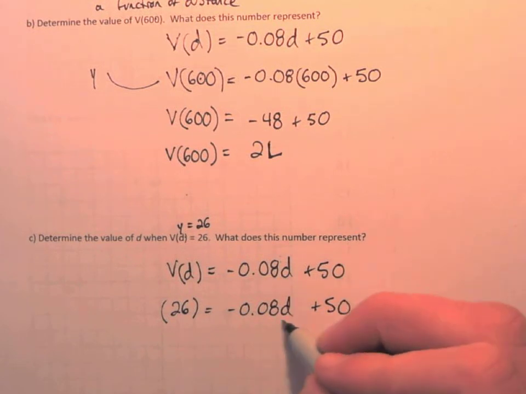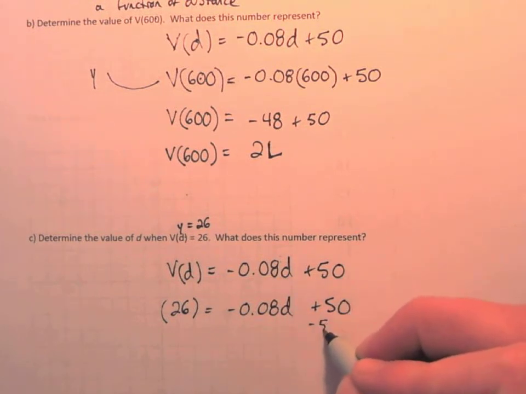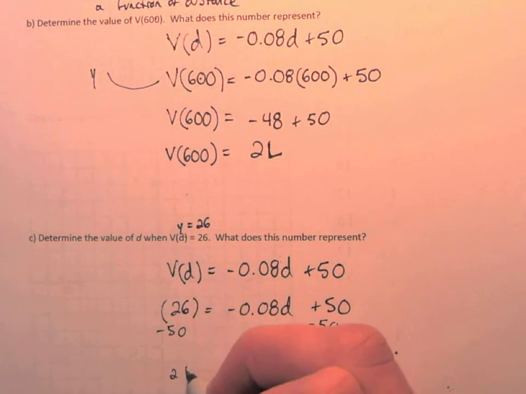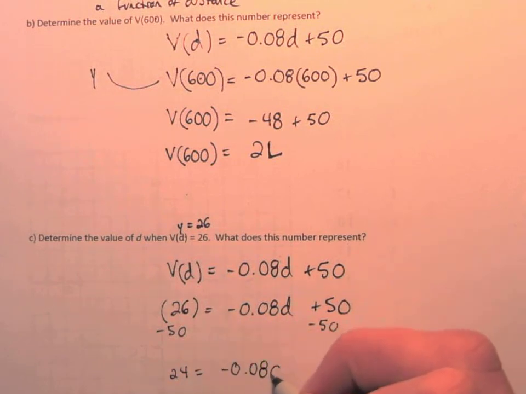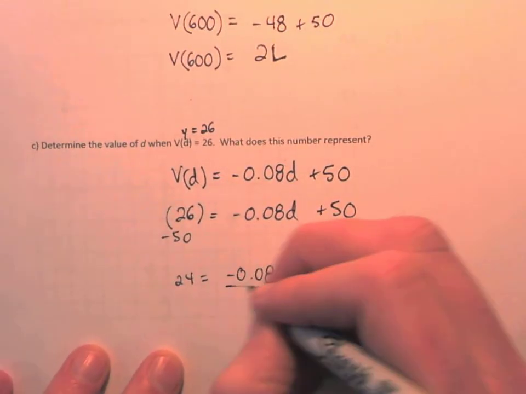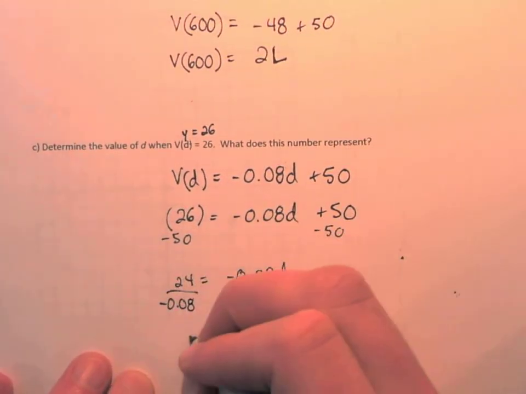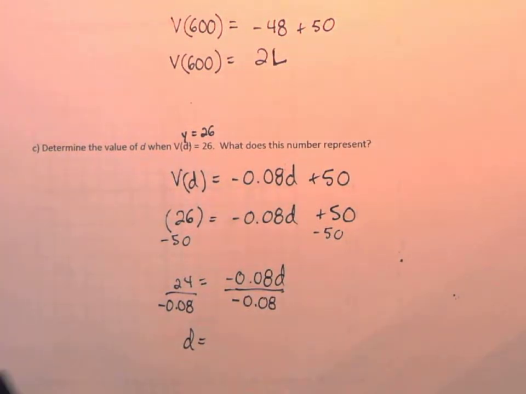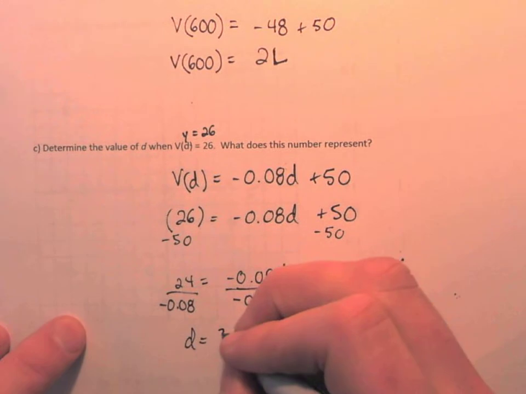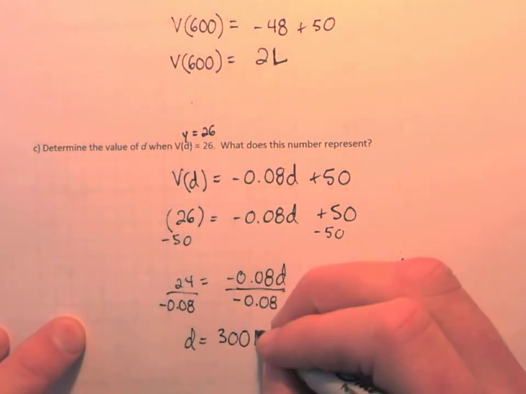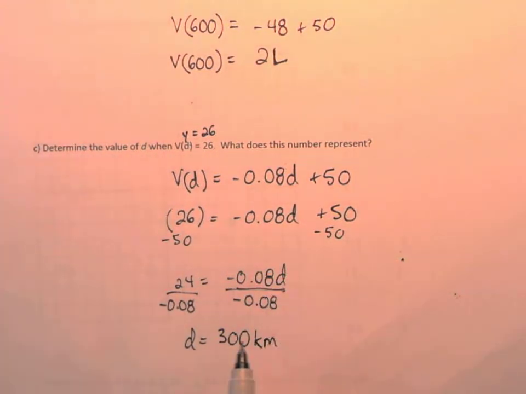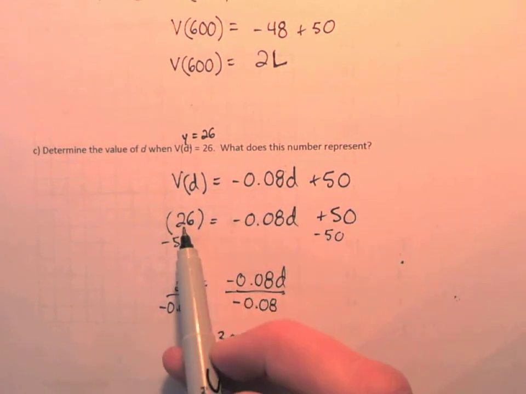So now we have to do a bit of algebra. Let's try to solve for d by itself. So we're going to subtract the 50 from both sides. So we get negative 24 is negative 0.08d. And then we've got to get d by itself still, so it's being multiplied by negative 0.08. So let's divide by negative 0.08 on both sides. And therefore d is 24 divided by 0.08, which is 300. 300 kilometers must have been how far the person went to have 26 liters of volume left in their tank.